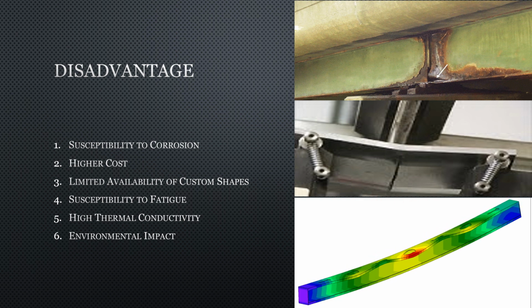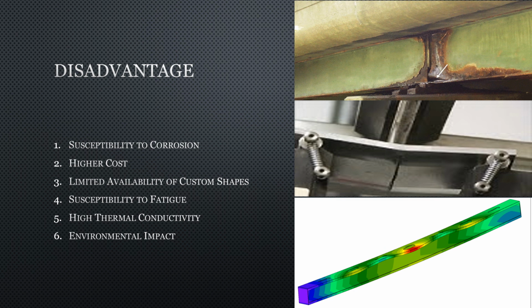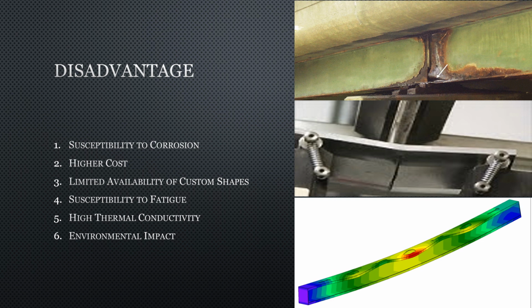The next is high thermal conductivity. Steel has a high thermal conductivity, which means it can conduct heat relatively quickly. This property can result in increased heat transfer in structures, potentially affecting energy efficiency.